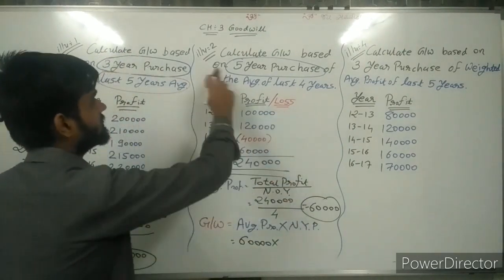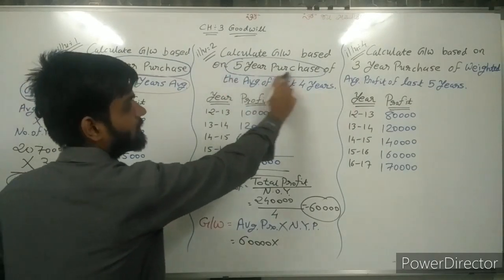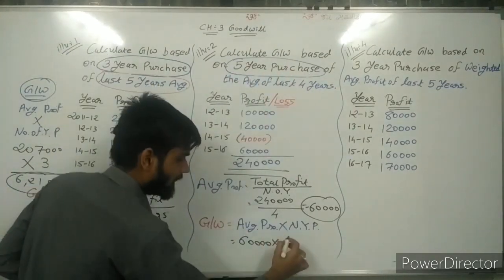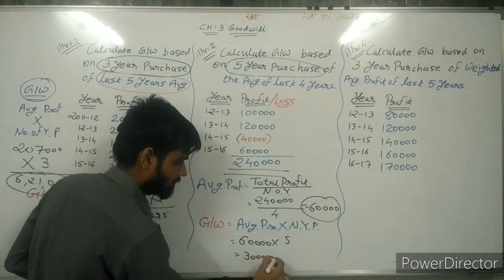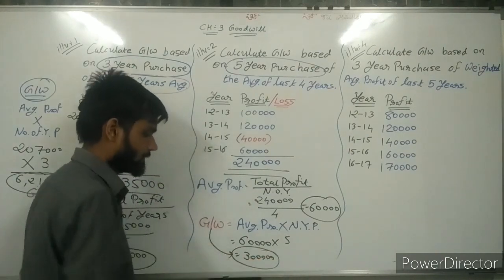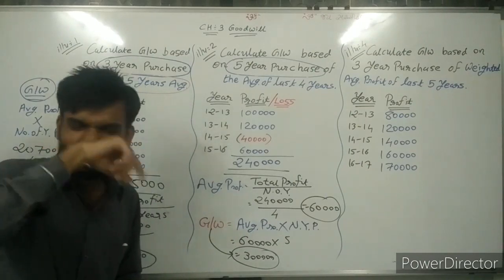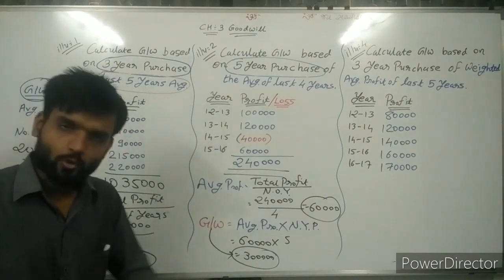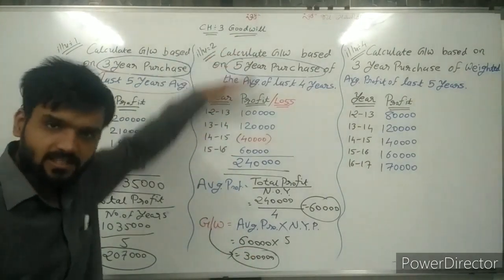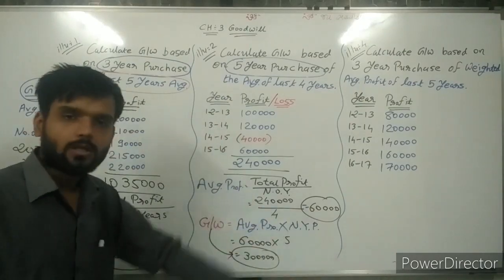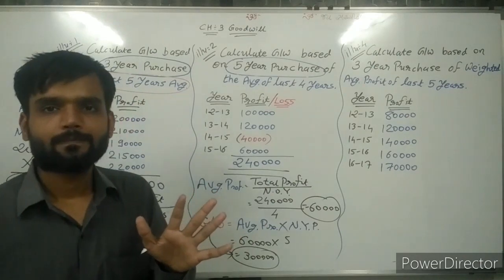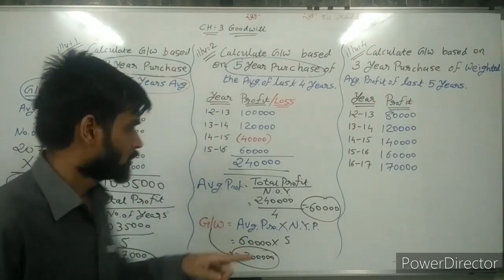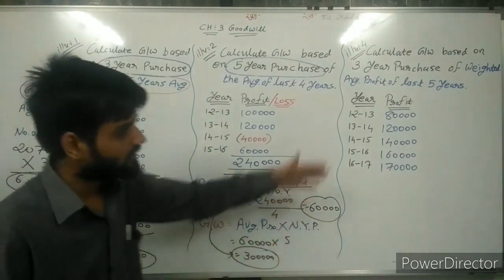Multiply by the number of years. Sir, the number of years purchase, 5 years, is given. So into 5. Six fives are 30. So 3 lakh rupees is the value of goodwill. In this way, in the second simple average sum, goodwill calculation is very easy.